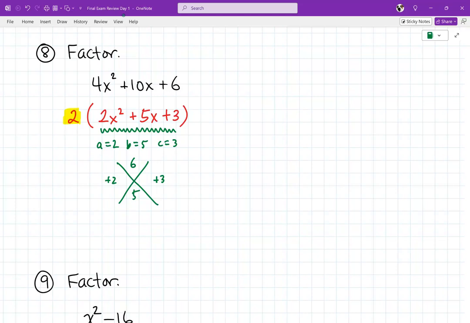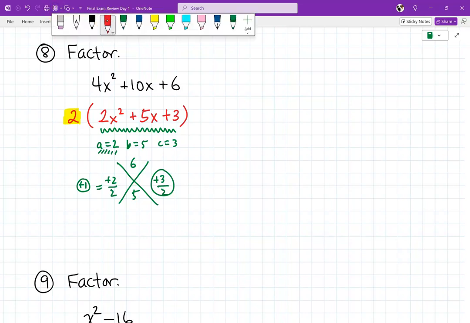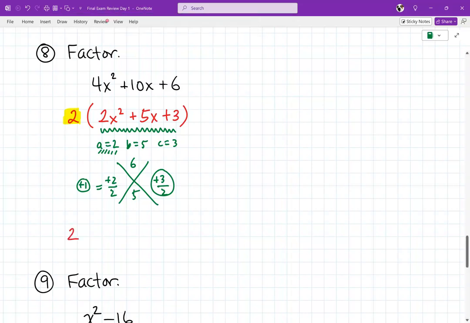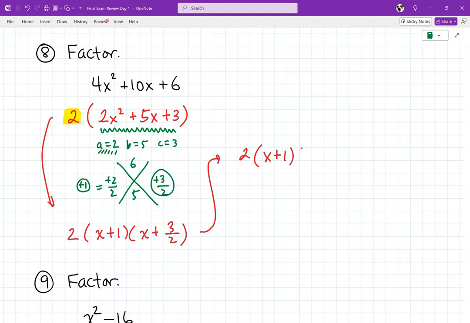But I can't just use those because my A term here, right? This A term right here is not a 1. It's a 2. So I got to divide by 2. This gives me a positive 1. And this one is positive 3/2. So my factors are, when I factor this out, going to be a 2 from up here, right? Dropping that 2 down. And then it's going to be x plus 1, x plus 3/2, or as you said, 2x plus 3.